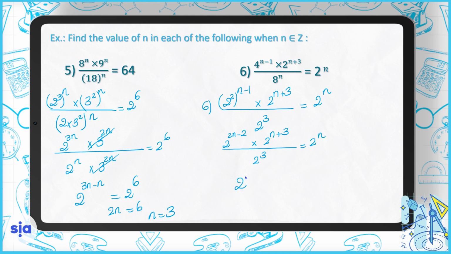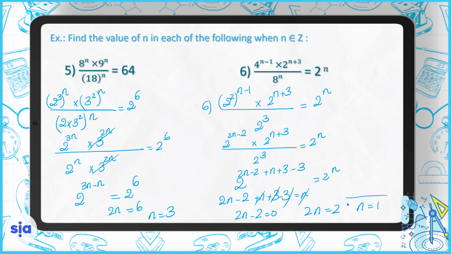Combining all of these together, it's 2n minus 2 plus n plus 3 minus 3 equals n. If the base is equal to the base, then the power is equal to the power. So in here, we're going to simplify this. The plus 3 minus 3 are crossed out together. And the n with the n crossed out together. So 2n minus 2 equals 0. So 2n equals 2, then n equals 1.